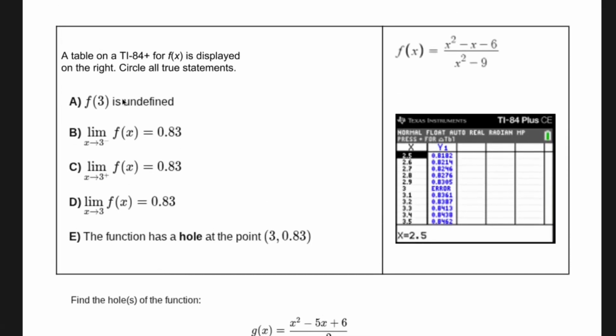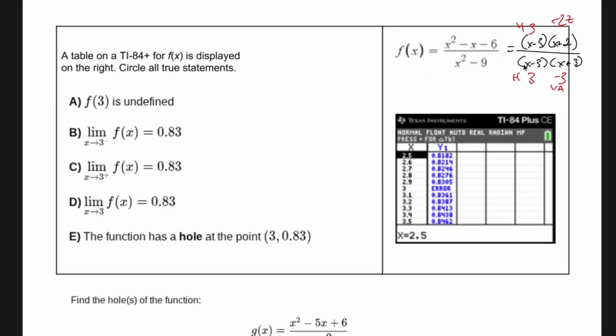Or no, these are all connected. A table on a TI-84 Plus for f of x is displayed on the right. Circle all true statements. Okay, so we have our TI. Why don't I factor it out? x minus 3, x plus 2, x minus 3, x plus 3. So I have magic numbers at 3, 3, a hole at 3, negative 2, 0, negative 3, vertical asymptote. Okay? All right. Circle all the true statements.